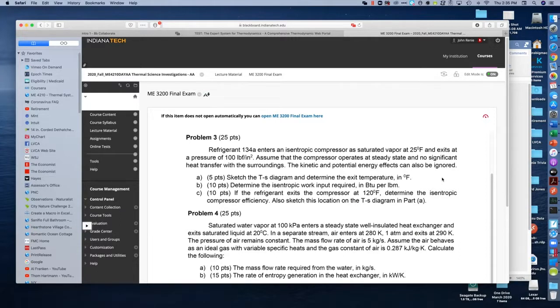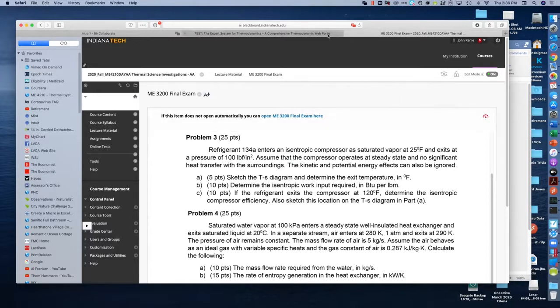If we assume that the compressor operates at steady state and there's no significant heat transfer with the surroundings, then we should be able to solve the problem. Kinetic and potential energy effects will be ignored. And so the first thing we're going to do is look at the isentropic process, going from 25 degrees Fahrenheit as a saturated vapor, expanding isentropically to a pressure of 100 psi.